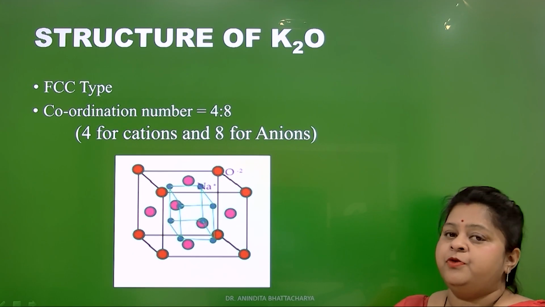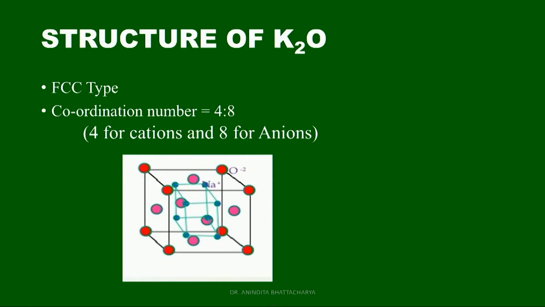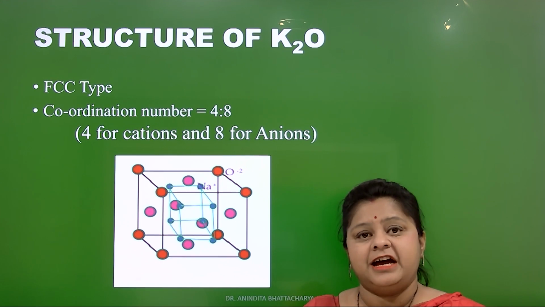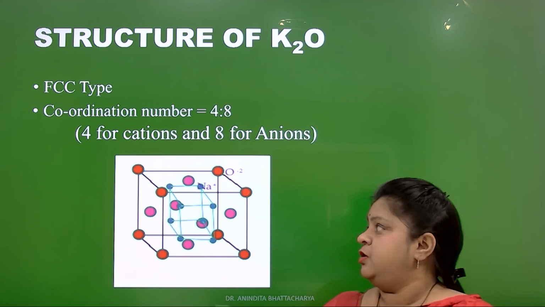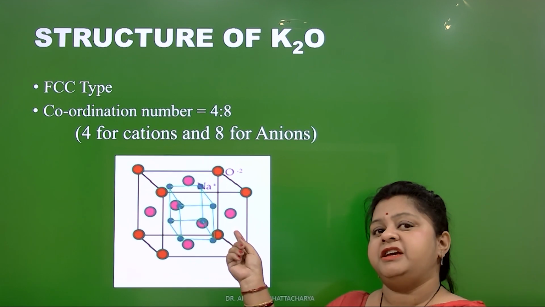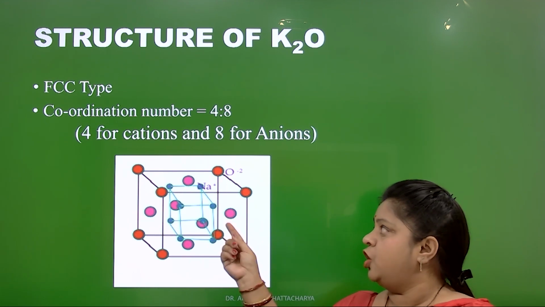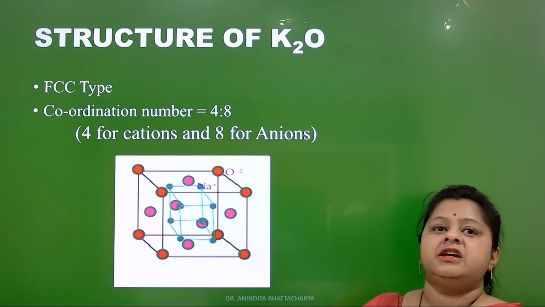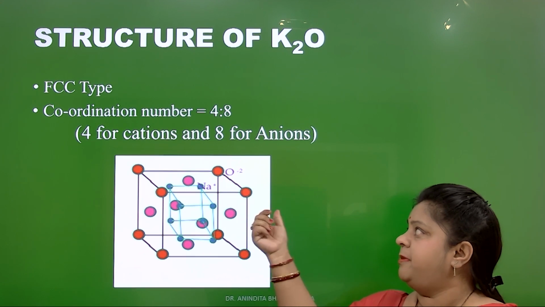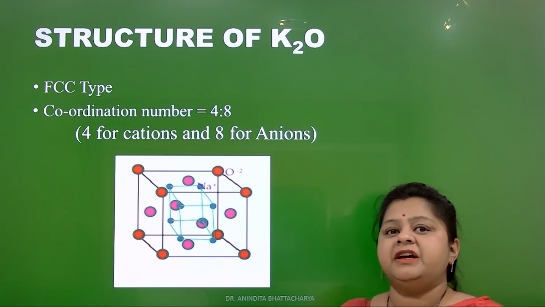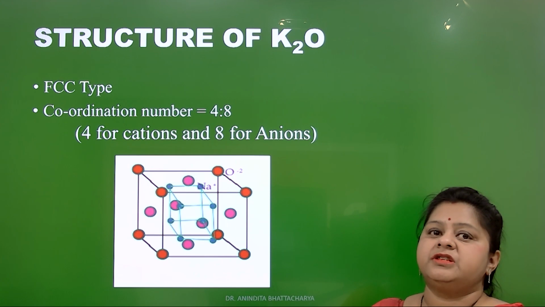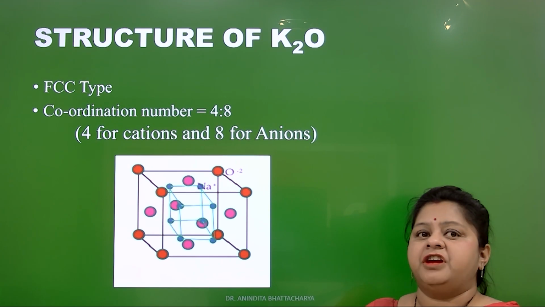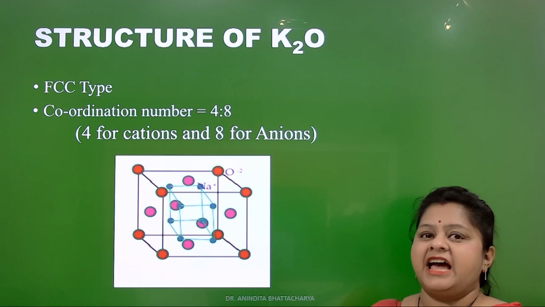In K2O, which is your A2B type, it is face-centered type again with coordination number of 4:8. In this, we have 4 cations and 8 anions. You can see that sodium, which is denoted by blue, is 4, and the anions, that is oxygen, which is denoted by the red ones, and the pink ones, they are 8. So in the structure of K2O, there are 4 cations and 8 anions.